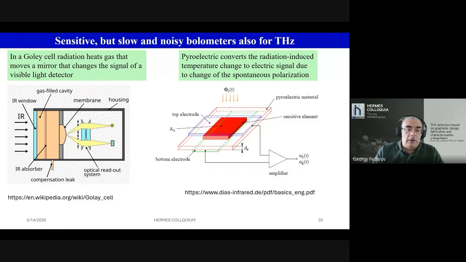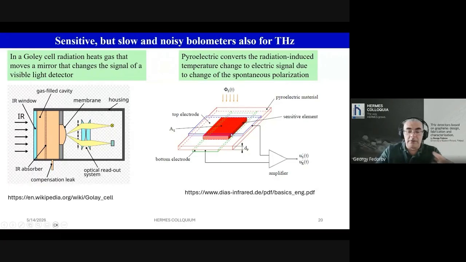but make pretty sensitive detectors of microwave or terahertz radiation. So it's the Golay cell and ferroelectric detectors. For the Golay cell, radiation hits the gas, and then the gas, due to pressure, deforms some membrane, and this is converted to a change of signal of a photodetector that detects visible or near-infrared light reflected from this membrane. So it's a very complicated process from radiation to actually voltage. Still, we have voltage at the output.